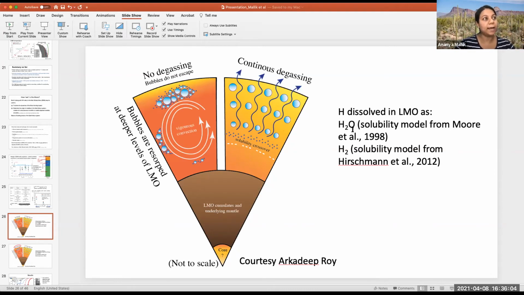And as I said, at the conditions of the lunar magma ocean, hydrogen is likely present in two species. One is as water, in which case we would use a solubility model for water, and then the other is molecular hydrogen, in which case we would be using the solubility model for molecular hydrogen. So for now, we have some results for this first case, which is the no degassing case, and that's what I will be sharing with you.